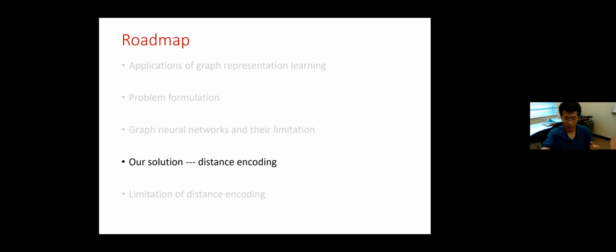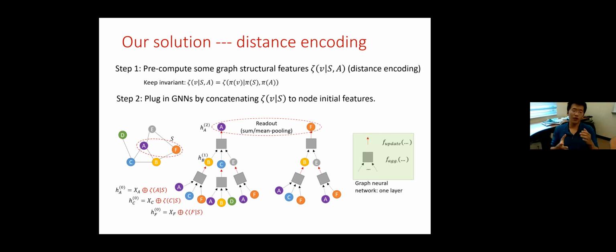That is the distance encoding. And how can we use the distance encoding to solve all the previous problems? Distance encoding is in general a very simple way to improve the representation power, or expressive power, of graph neural networks. In general, it just first computes some structural features for each node V based on the target node set S and the structure A. This is a distance encoding, and then we just plug this distance encoding into the graph neural network in a very naive way.